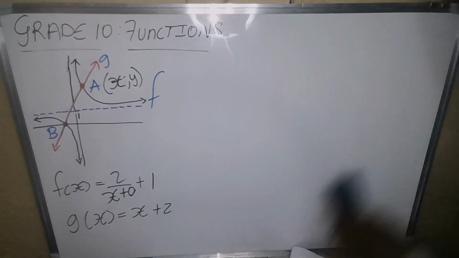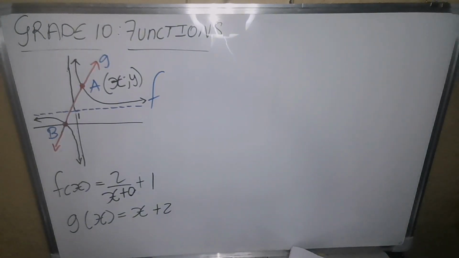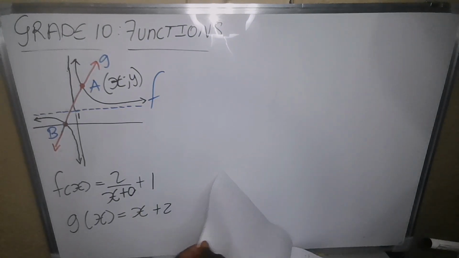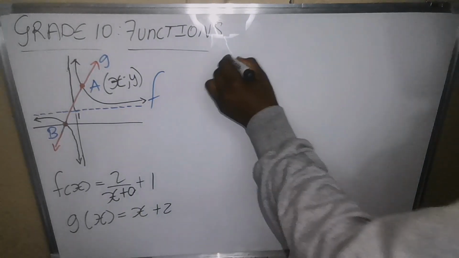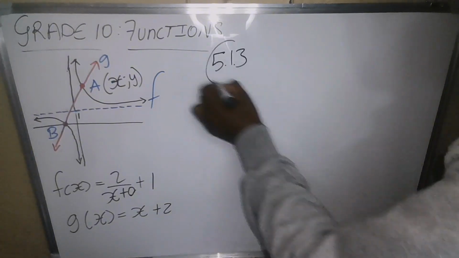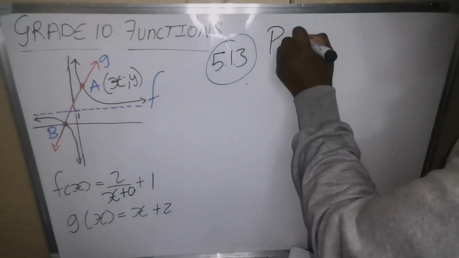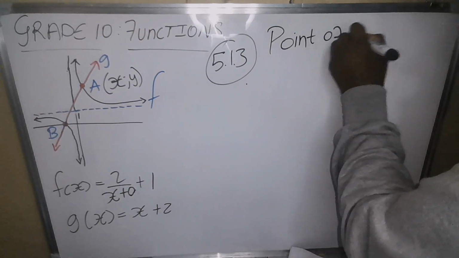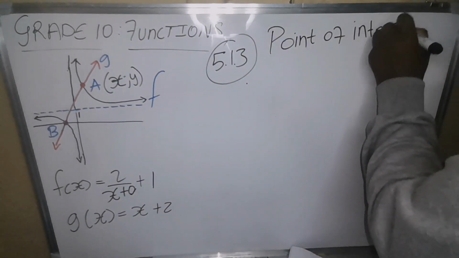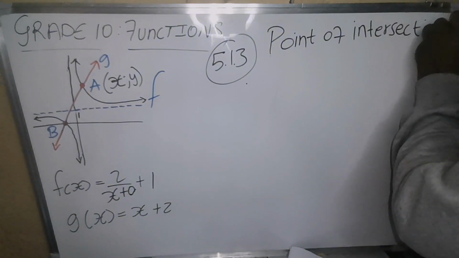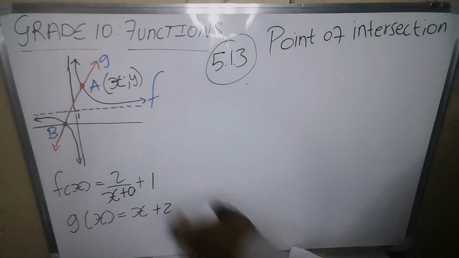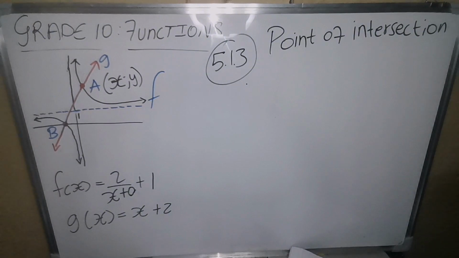Yes, guys. Now the last question is 5.1.3. It says determine the coordinates of A, a point of intersection of f and g. Coordinates of A, point of intersection. Very important. We've got the coordinates of B already, rather the coordinates of A right now.